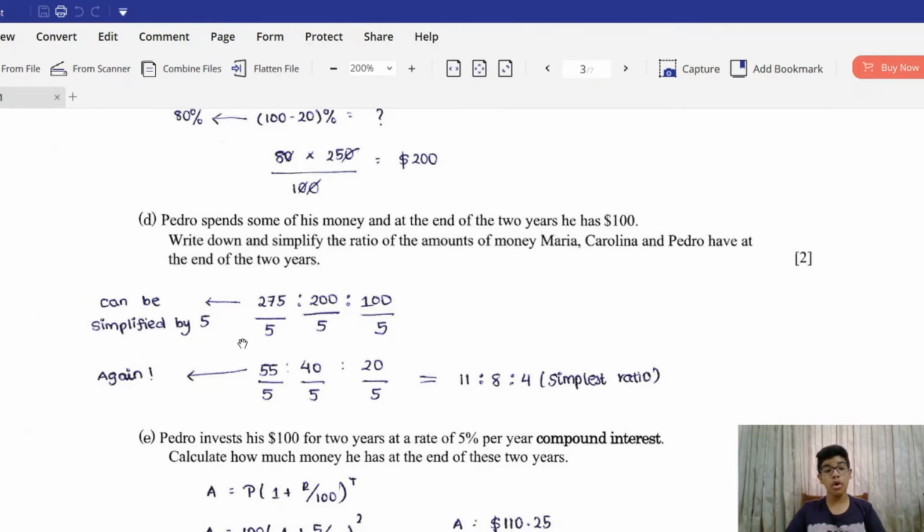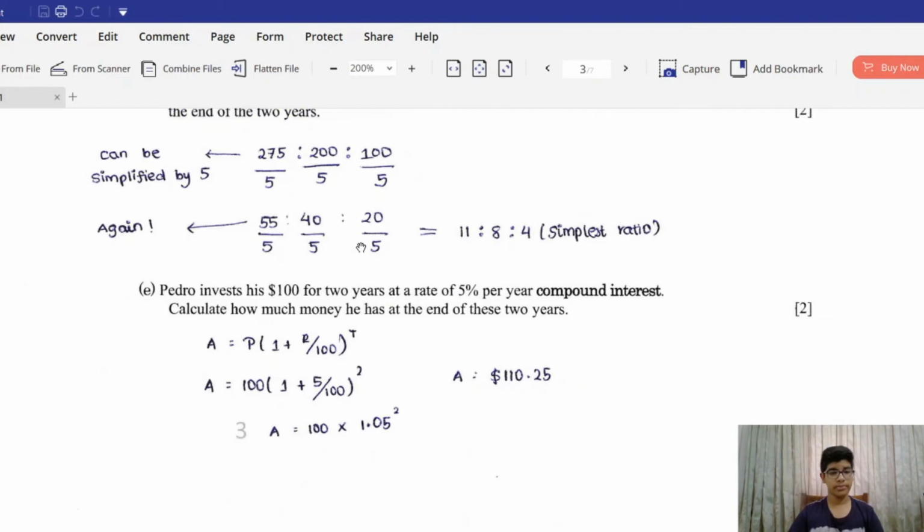Notice that all these numbers can be simplified by 5. So let's divide all of these numbers by 5. Now, dividing all of them by 5 is basically 55 ratio 40 ratio 20. They can again be simplified by 5, so we're going to divide all numbers by 5 again. And then it should give us the simplest ratio 11 ratio 8 ratio 4. This is the amount in the ratio format they have at the end of 2 years.